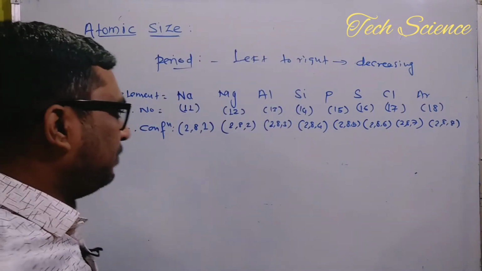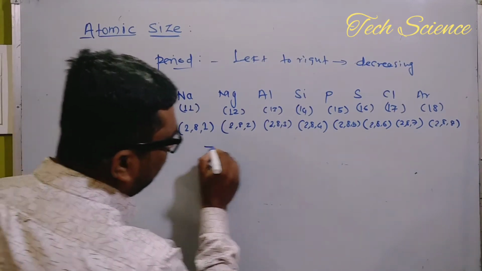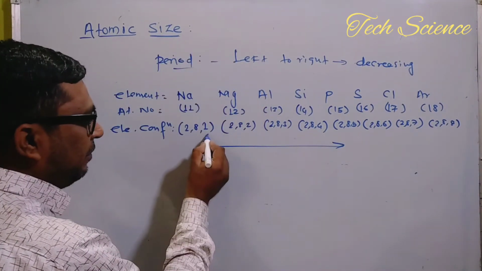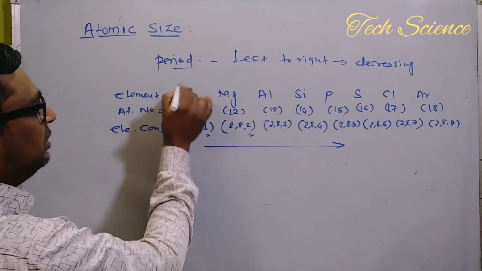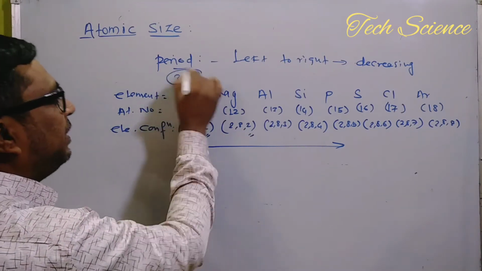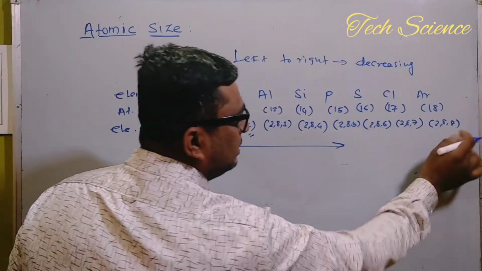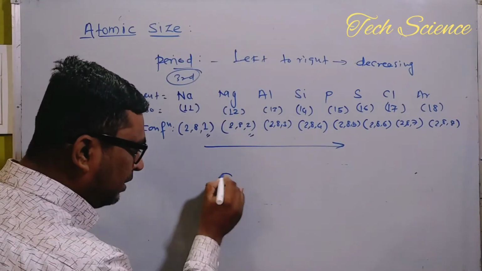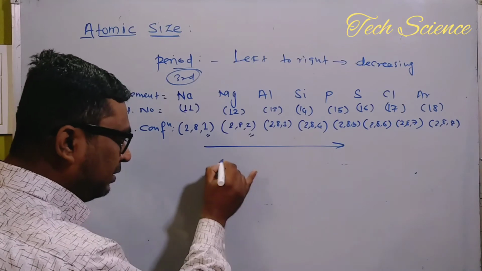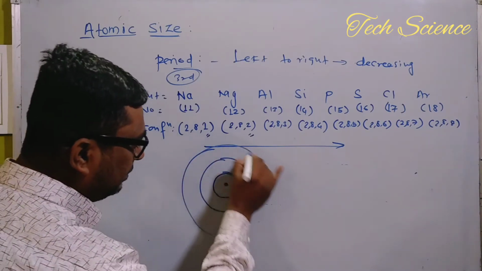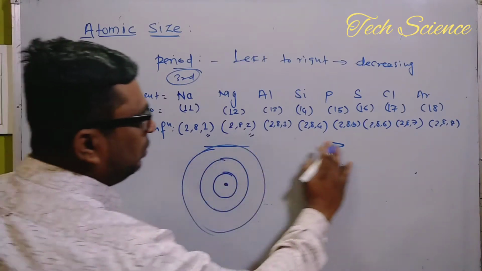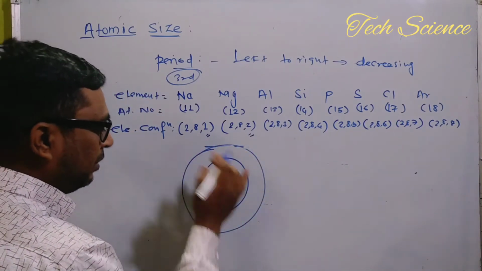Now, if you observe, when you are moving from left to right in a period, every time the shells are fixed. As it is the third period, am I right? The shells are 3. Everywhere 3 shells are there. First the nucleus, this is the first orbit. This is the second shell or orbit, and this is the third one. Am I right? Yes or no? Yes.